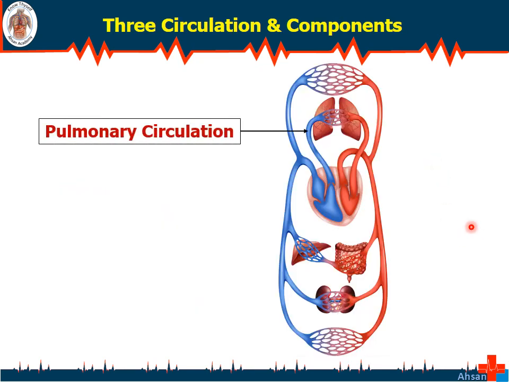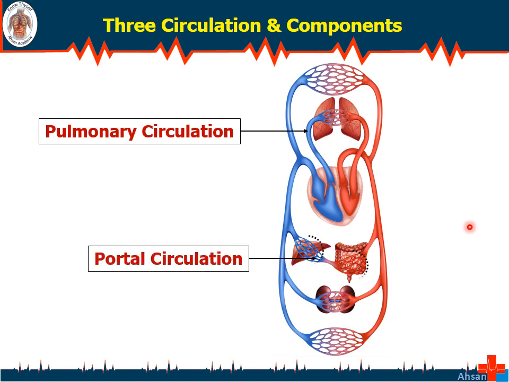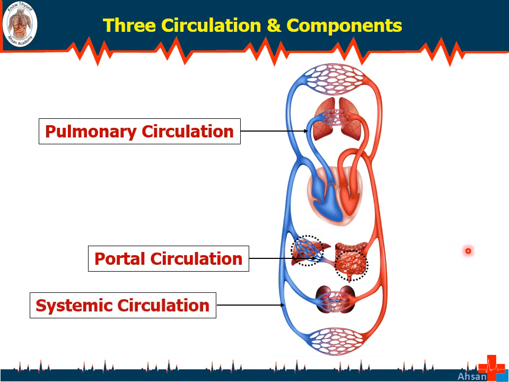You see, this is the pulmonary circulation level here. This one is the portal circulation because it is having two sets of capillary, you can see here. And this is systemic circulation because it is having one capillary bed, the rest of the part of the body.